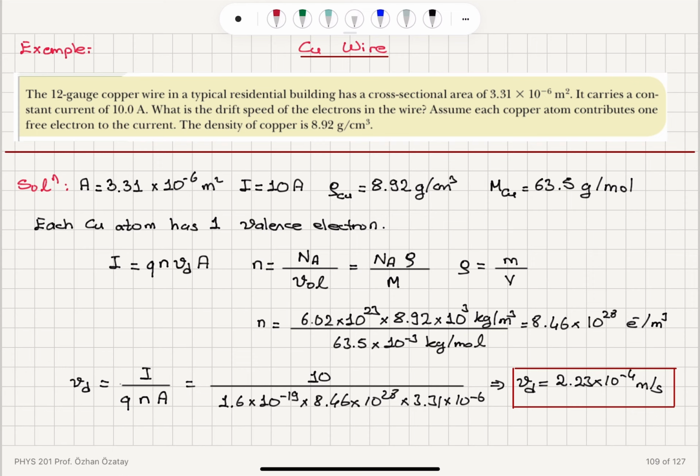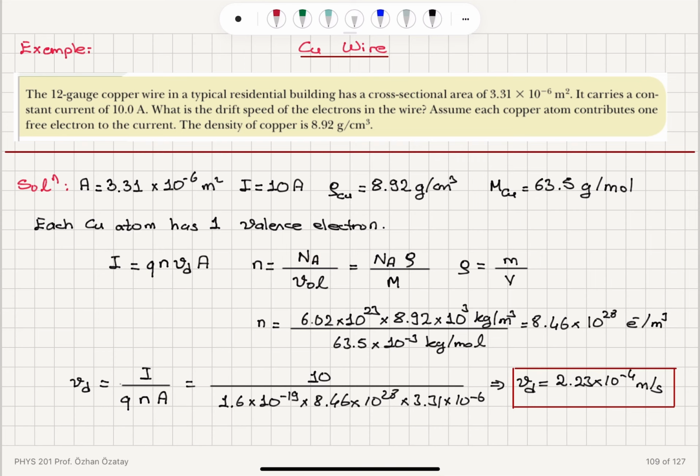Okay, so we have a copper wire which has a cross-sectional area A, 3.31 times 10 to minus 6 meters squared, carrying a constant current of 10 amps. Because it's copper, density of copper is 8.92 grams per centimeter cube. The mass of 1 mole of copper atoms is 63.5 grams. Each copper atom contributes 1 free electron, so there is 1 valence electron per copper atom. And the number density of the electrons, so if I have 1 mole of copper atoms, there will be Avogadro's number of electrons given per volume.